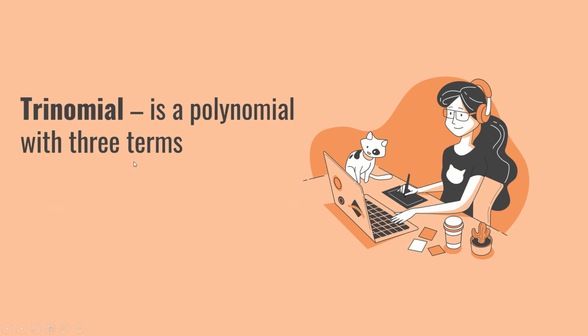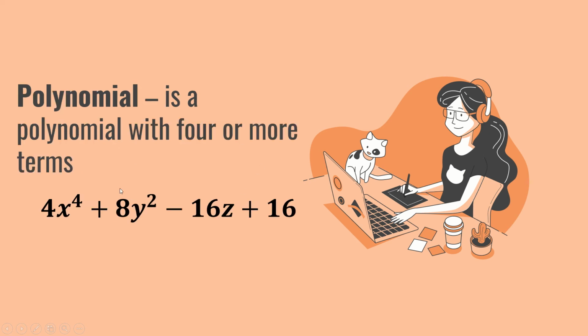A trinomial is a polynomial with three terms. So we have here 4x squared, 16y plus 16z. So it is composed of three terms: the first one, the second one, and the third term. Meaning a trinomial is a polynomial with three terms. A multinomial is a polynomial with four or more terms. So we have here the example 4x raised to 4 plus 8y raised to 2 minus 16z plus 16. This is an example of a multinomial, but it can also have more terms.